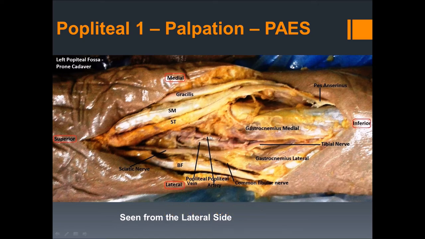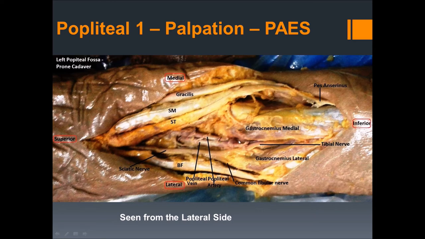Where exactly do we palpate? Now, I told you the popliteal artery is rather deeply located. Therefore, the finger has to be dipped in very deep. As such, the popliteal artery is very difficult to palpate. And on top of that, it is not possible to palpate it on the posterior surface of the knee, on the posterior surface of the femur.